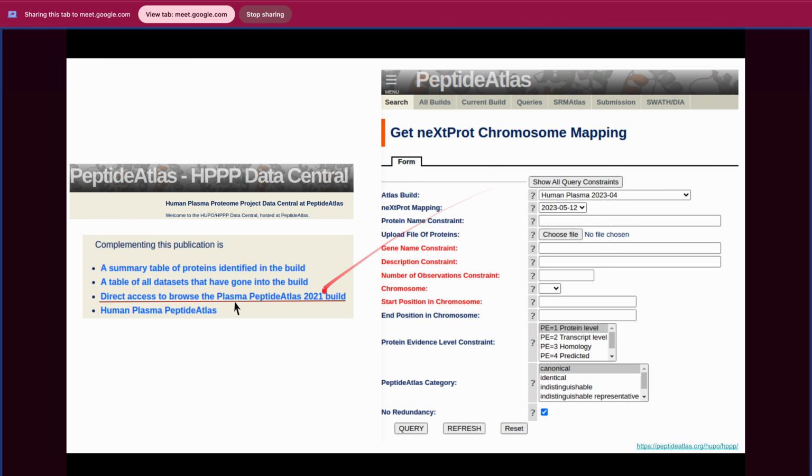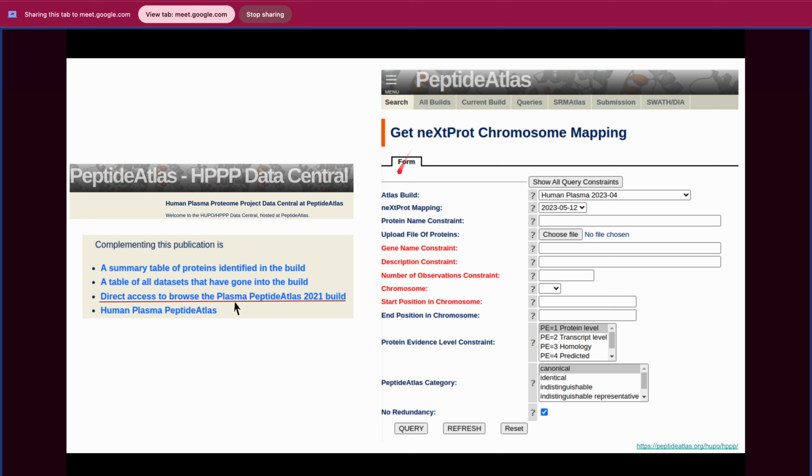Now in this case, it will direct me to the 2021 build, but I have selected the 2023 build, which was the latest build. Each year a new build keeps on updating. This was added in April. And in this, if I want to find any protein or peptide for the entire human plasma, I can search for the peptides and their related genes or proteins.